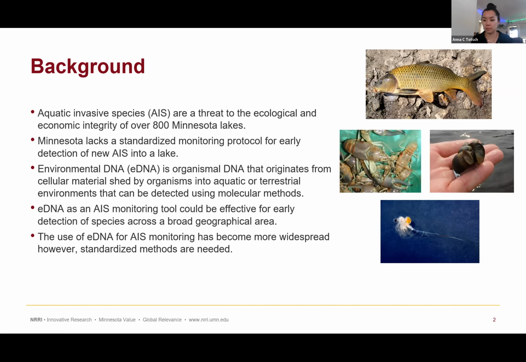Something that a lot of people are now looking at is environmental DNA, or eDNA, which is organismal DNA that originates from cellular material shed by organisms into aquatic or terrestrial environments that can be detected using molecular methods. eDNA as a monitoring tool could be very effective for early detection of species across a broad geographical area. The use of eDNA for AIS monitoring has become more widespread. However, it is currently not standardized, and that's what I am trying to do.